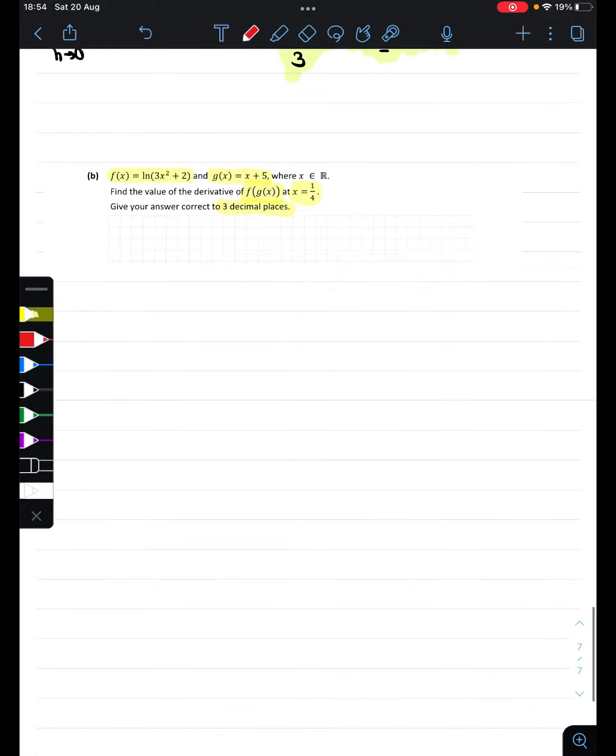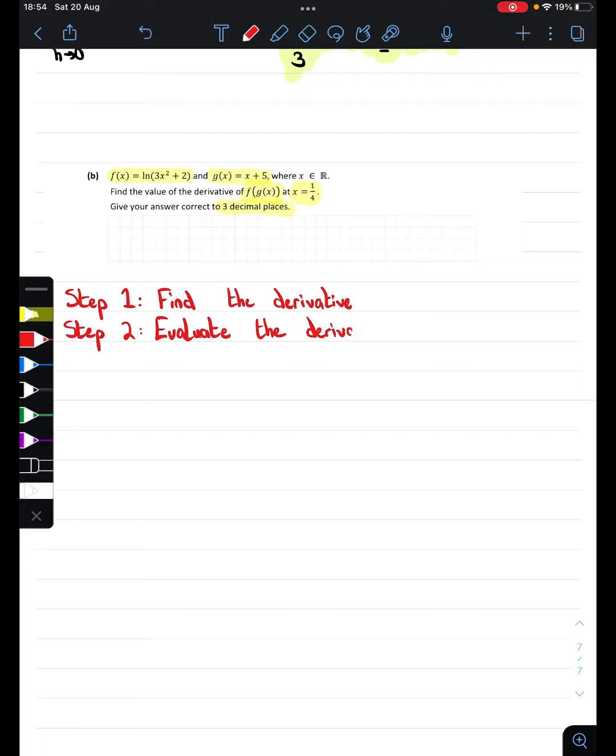So this question has two pretty obvious steps. One, find the derivative, which is the harder step by quite a bit. And the second step is evaluate the derivative for x equals 1/4. And the second step we're not even going to worry about until we complete the first step.